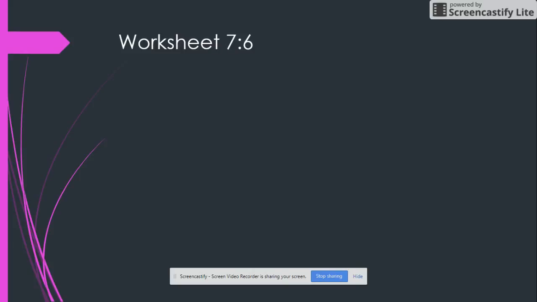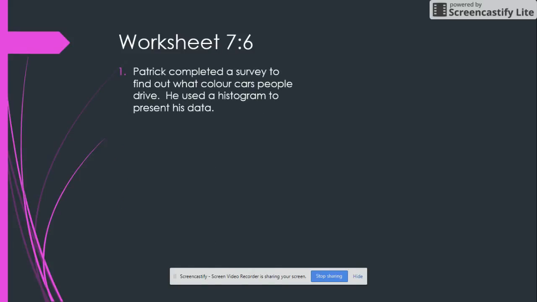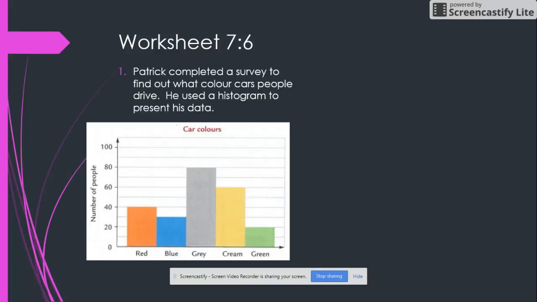Right, so heading up, worksheet 7.6. Patrick completed a survey to find out what color cars people drive, and he used a histogram to present his data. So there's his data. He's got the number of people, 0, 20, 40, 60, 80, 100. He's got red, blue, gray, cream, and green. How many people surveyed drive a green car? So there you go. You'll be able to work that out and put that answer in.